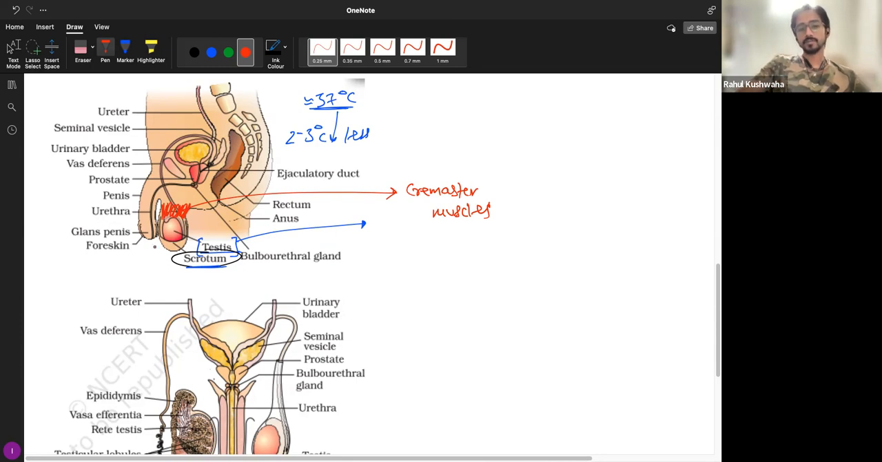Perfect. Now, they are present in the scrotum. This is the answer to the second part. Where are they? In what are they situated? What bag? So that bag is called the scrotum.